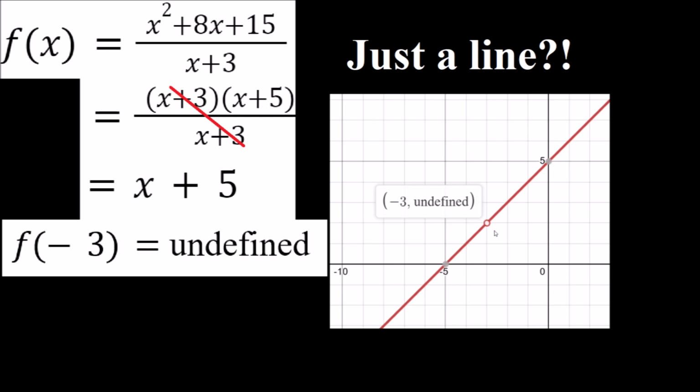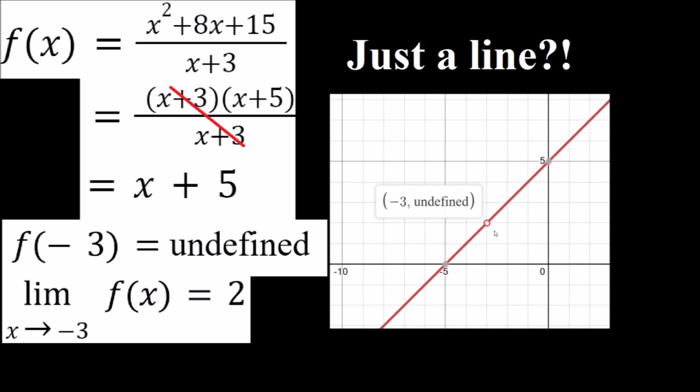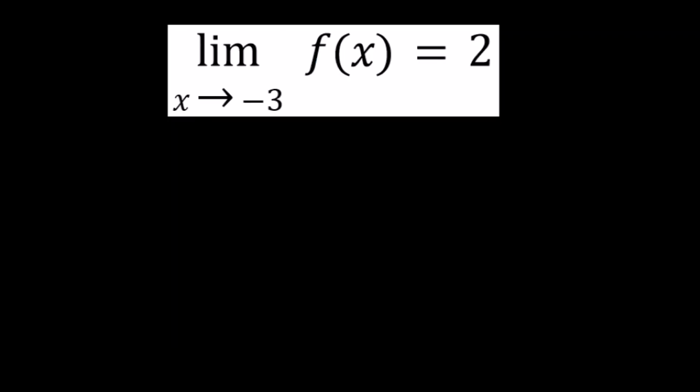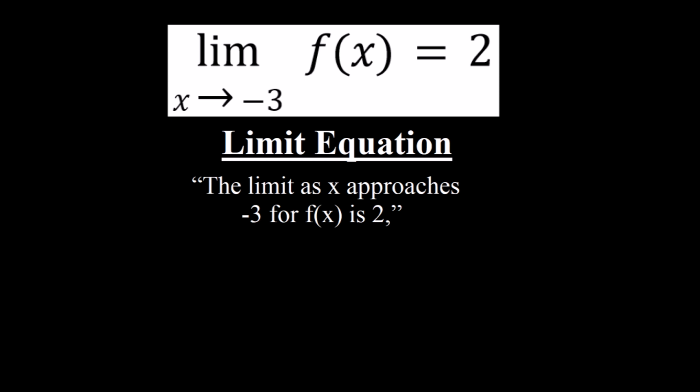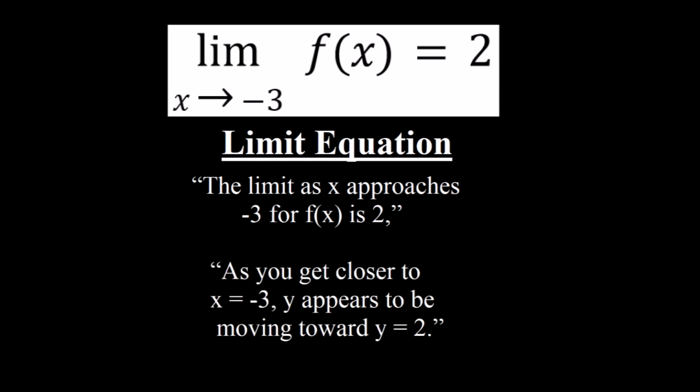One way we could make this work is with a limit. While f of -3 is undefined, the limit is not. This little equation here is a limit equation, and it reads, the limit as x approaches -3 for the function f of x is 2. Or in other words, as you get closer to x equals -3, y appears to be moving towards y equals 2.